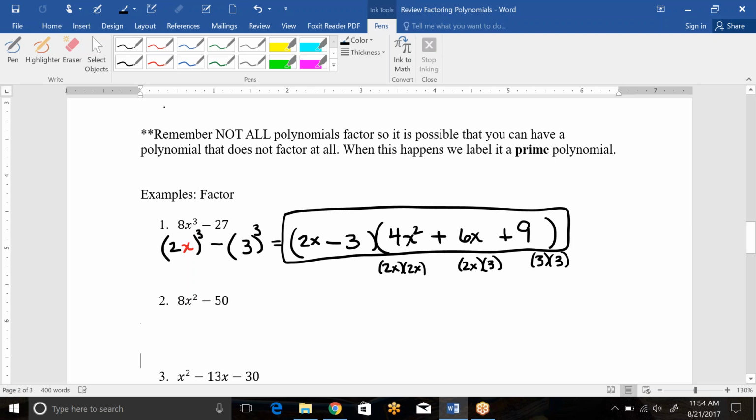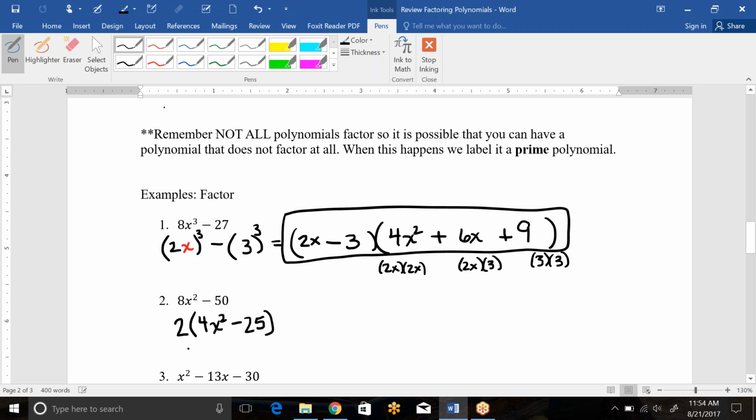Okay, let's look at my second example here. This has a GCF because 8 and 50 are both divisible by 2. So we're going to start off by pulling out the GCF of 2. So you pull it out as if you were undistributing here. So this would be 8 divided by 2 is 4. Then I still have my x squared. Negative 50 divided by 2 is negative 25.